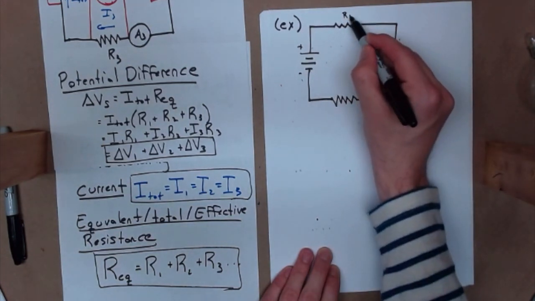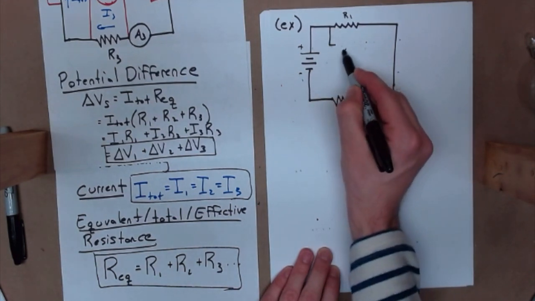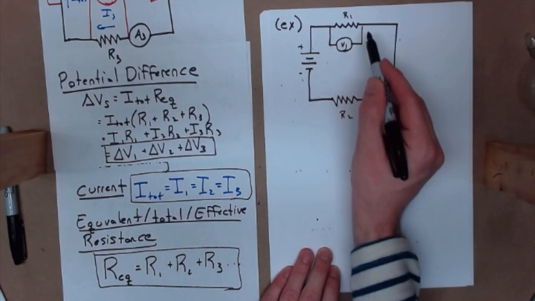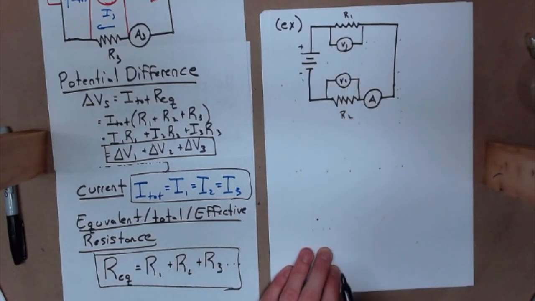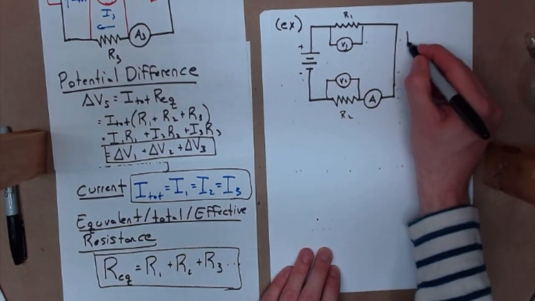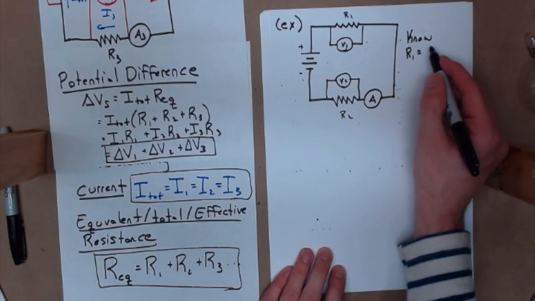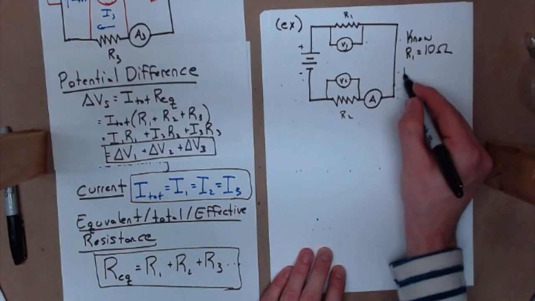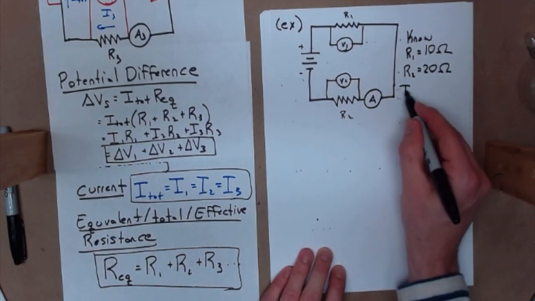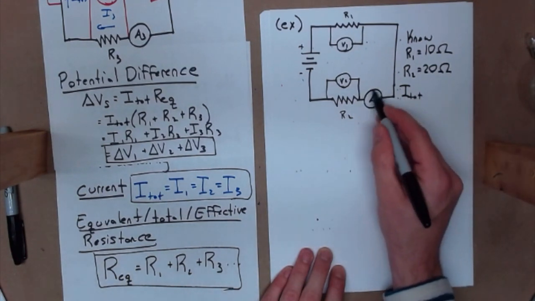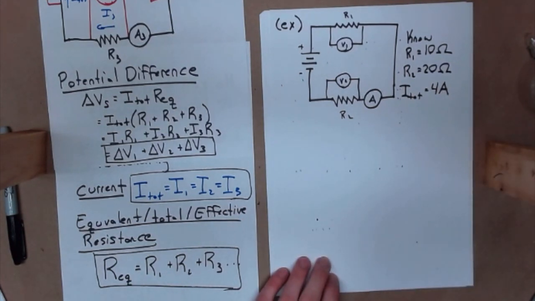This I'll name R1 and this I'll name R2. I'm going to take some voltmeters and connect them up. V1 will be across R1. V2 will be across R2. And then we're going to know some information in this problem. What's provided to us is R1, which is equal to 10 ohms, R2, which is equal to 20 ohms, and the total current, which is measured by this ammeter here, is going to be 4 amps. So that's the information I know.